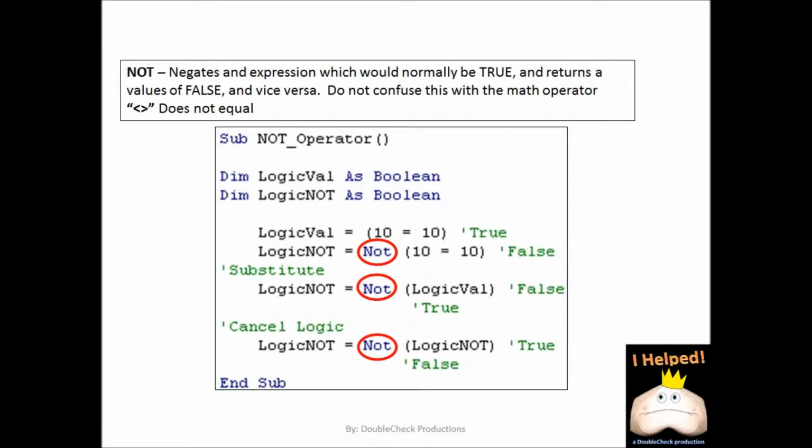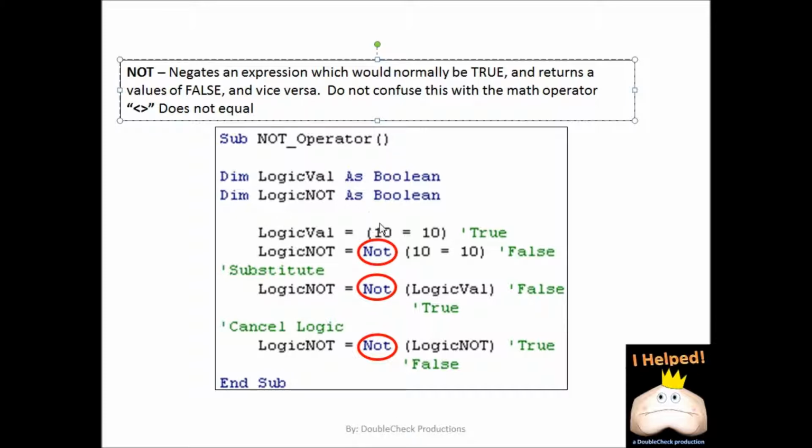Now, when we're using the NOT logical operator combined with our conditional statements, there's something we need to keep in mind. When we're using the logical NOT operator with a conditional statement, it will negate an expression which is normally true and return a value that is false. Or it'll take an expression that is normally false and return a value that is true. This is not the same as the math operator not equal to. A lot of times people get those confused. So let's look at the little example that we have here.